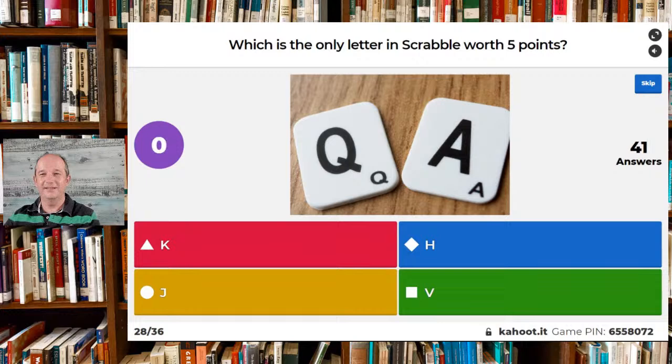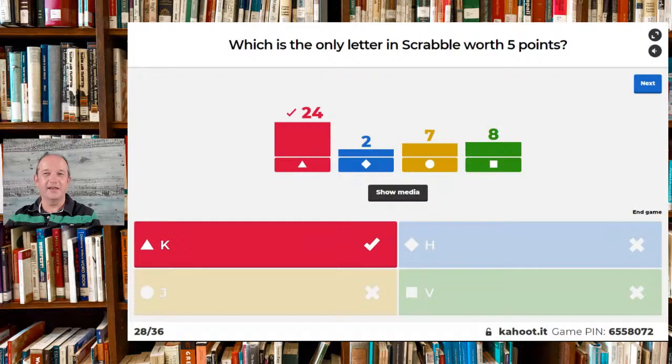Here we go. The answer is K. Yeah, well done. 24 of you getting that right. The majority of you obviously know your Scrabble. Well done. Amazingly, the only letter worth 5 in Scrabble. Quite controversial, that, apparently.